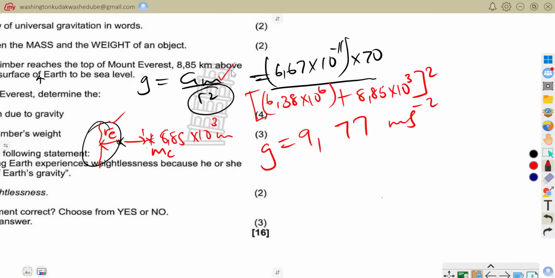And this should be the mass of the object. This should be the distance from the center of the earth to where the object is. So the radius of the earth is given like that. If an object is said to be on the surface of the earth, you just use that. But if they tell you that it is above sea level, it simply means that sea level is the surface of the earth. So the distance from the surface of the earth is actually added to the radius of the earth. That is what we have done here.